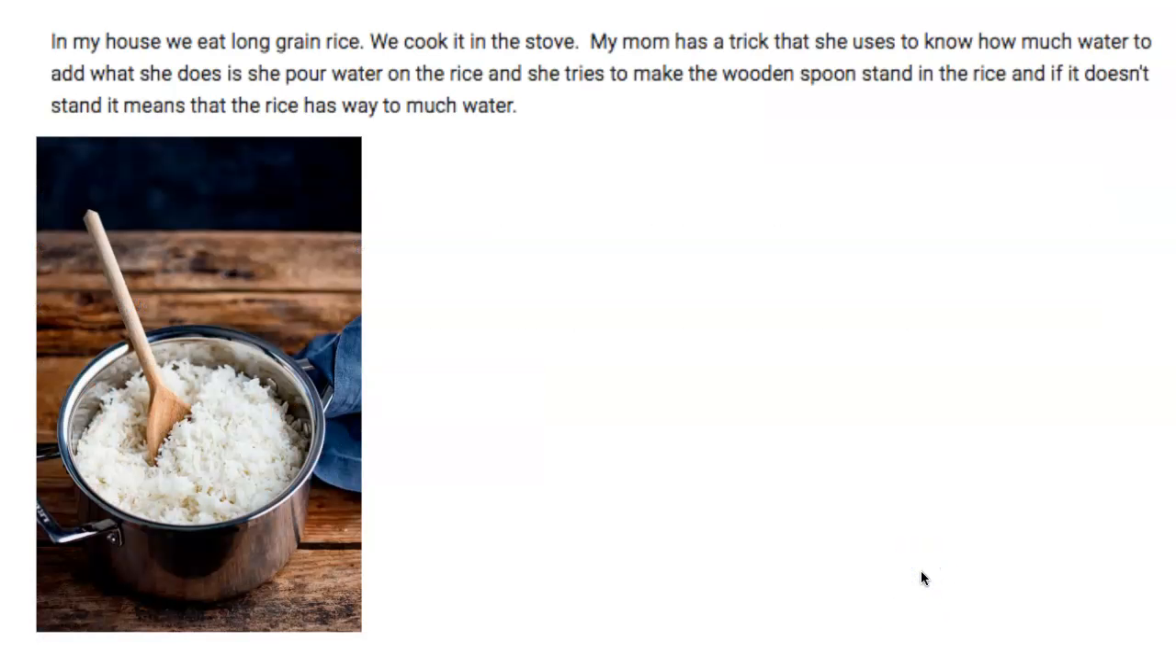And this last method I wanted to highlight just because I had never heard of this way before. This person said that their mom knows how much water to add because she pours water on the rice and tries to make the wooden spoon stand in the rice. And if it doesn't stand, it means that the rice has way too much water. You really don't want too much water with rice, but you also don't want too little water either, right? Because then it will burn.